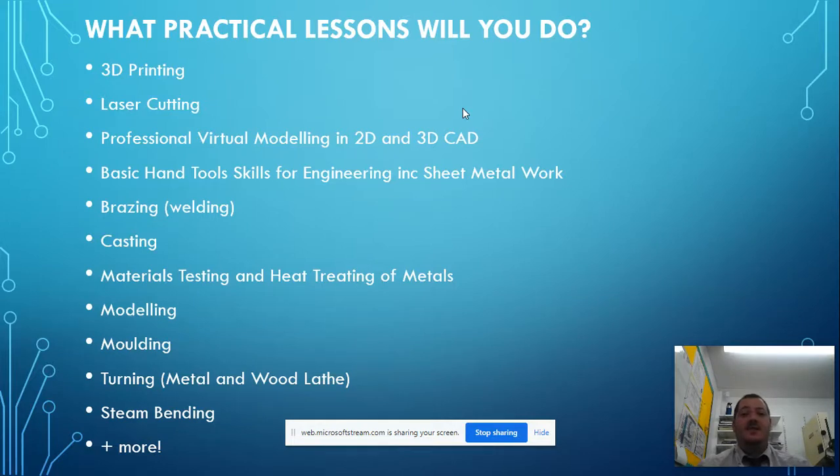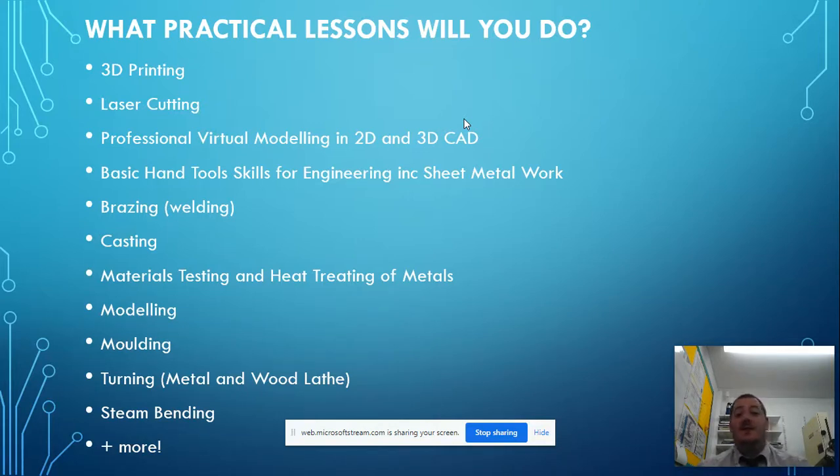So we'll be getting some new CAD software, either Fusion 360 or SolidWorks, which is professional software that you would use at university or in product design engineering careers. Basic hand tool skills for engineering, including sheet metal work. So the type of thing you'd be doing if you were going to embark on an apprenticeship.